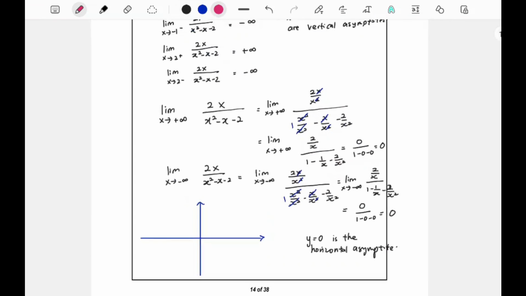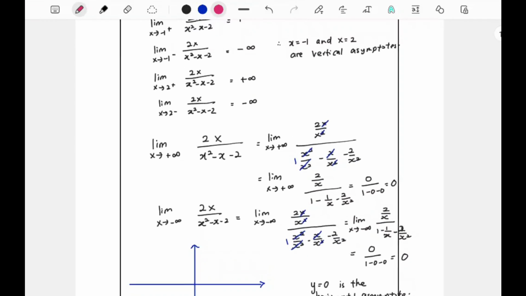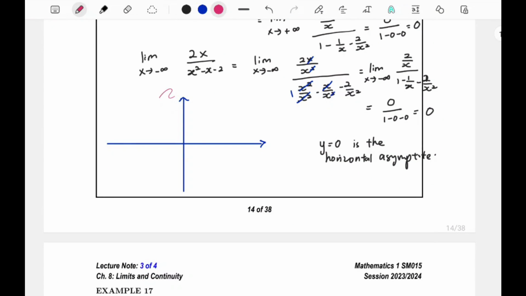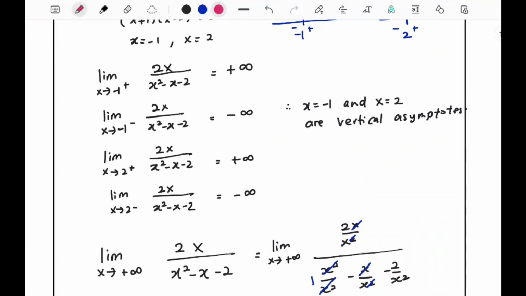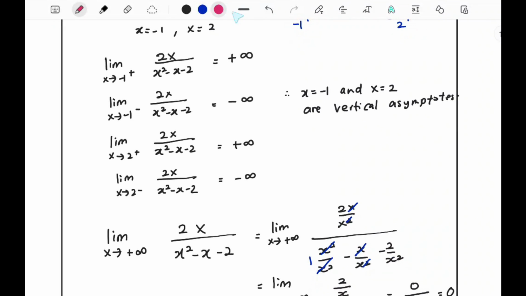And then we're going to draw the asymptotes, which are x equals -1, x equals 2, and y equals 0. You cannot touch the vertical asymptote, but you can touch the horizontal asymptote if necessary. Alright, so let's take a look at the vertical asymptote.